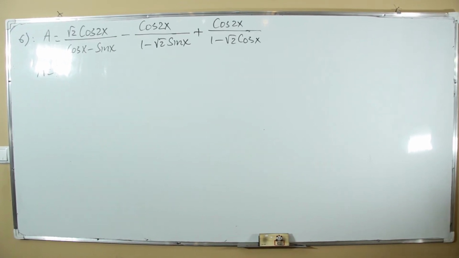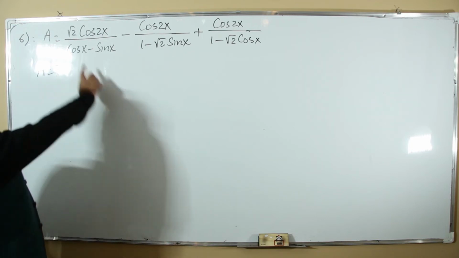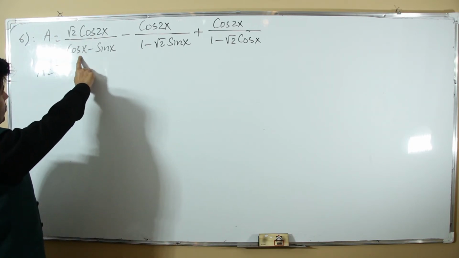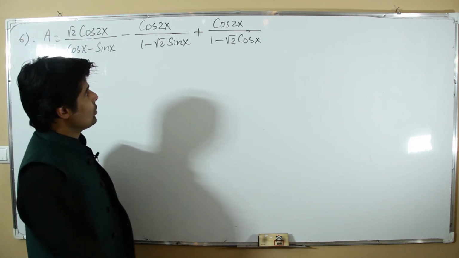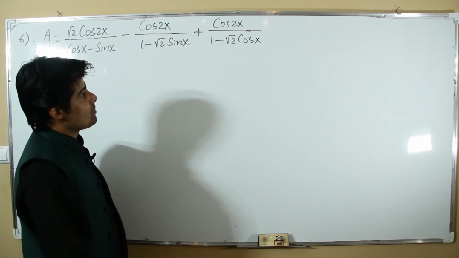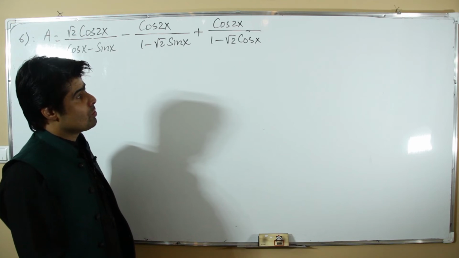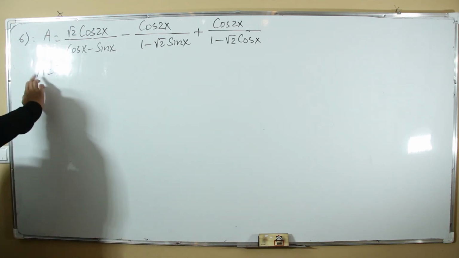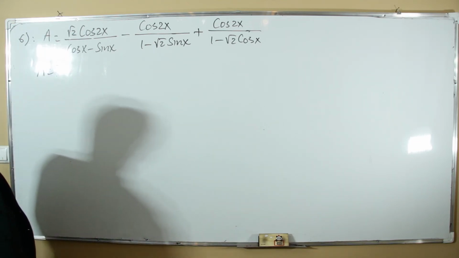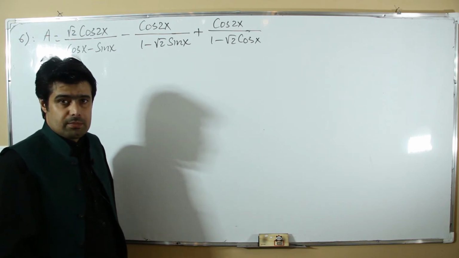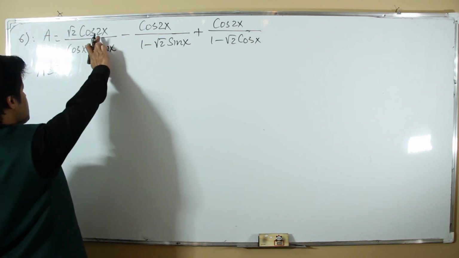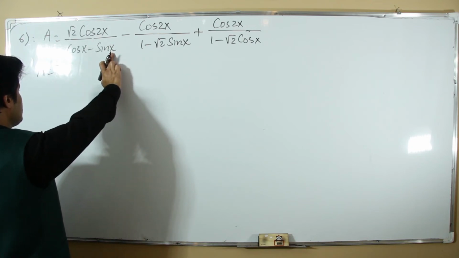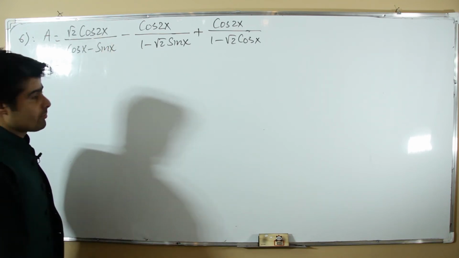Question number 6. A is given: root 2 cosine 2x divided by cosine x minus sine x, minus cosine 2x divided by 1 minus root 2 sine x, plus cosine 2x divided by 1 minus root 2 cosine x. Now what is A? It means what's the solution for this statement. By the way, first you have to relate the angles. This is double of this one, so you have to define this one in half terms.